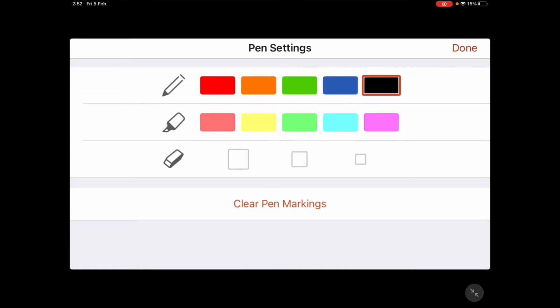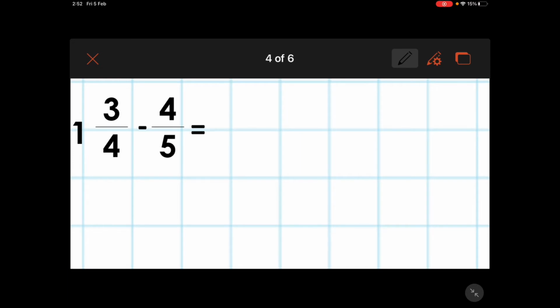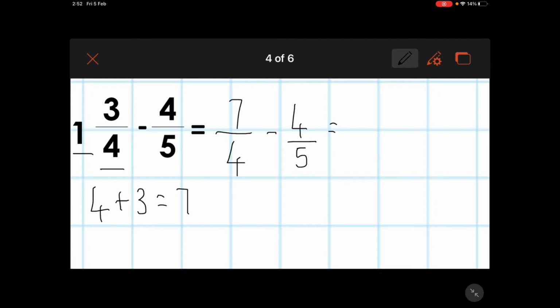Another example. 1 whole and 3/4 minus 4/5. So again, convert this mixed number into an improper fraction. I have a denominator of 4 and I have a whole of 1. I have 1 lot of 4, and if I add the numerator, 4 add 3 is 7. I have a numerator of 7 with a denominator of 4. And I'm subtracting 4/5. Now we need to find the lowest common multiple of 4 and of 5, and that is 20.